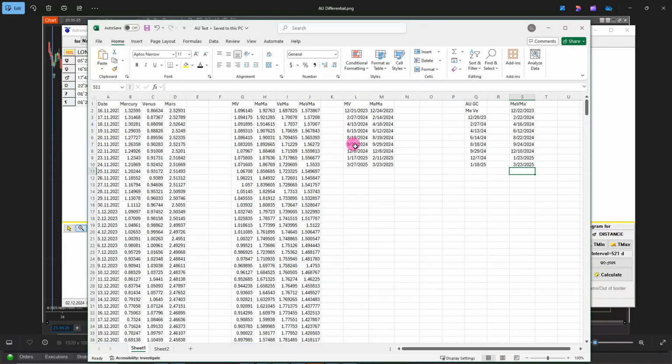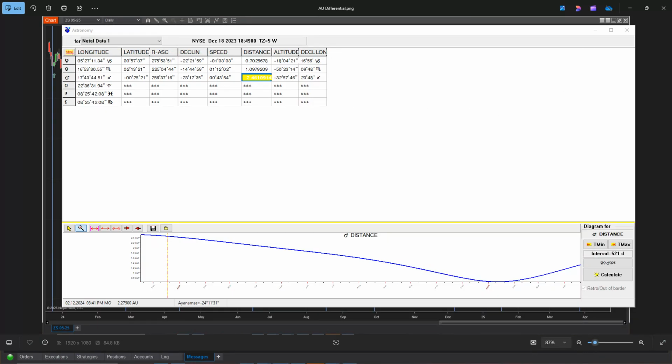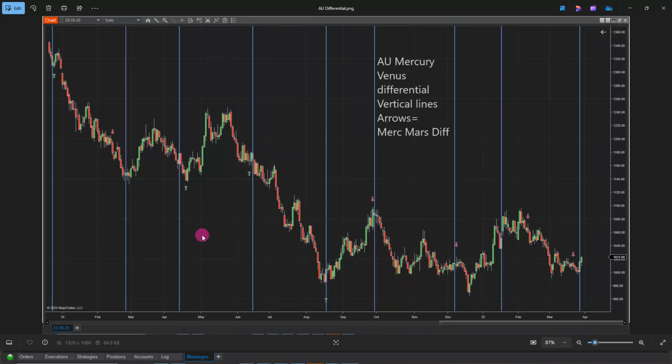So on the first part of this, I'm going to go to the soybean chart, and I'm going to compare the Mercury, Venus, and Mercury, Mars. So this data for Mercury and Venus is basically what I showed in the first video. It's not really different. Both programs are measuring this off to the galactic center. Going to the soybean chart, I've marked the AU astronomical unit differential from Mercury and Venus with the vertical lines, and then I've used the arrows to mark off Mercury, Mars.